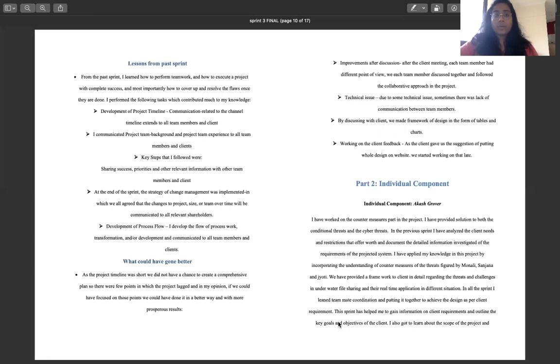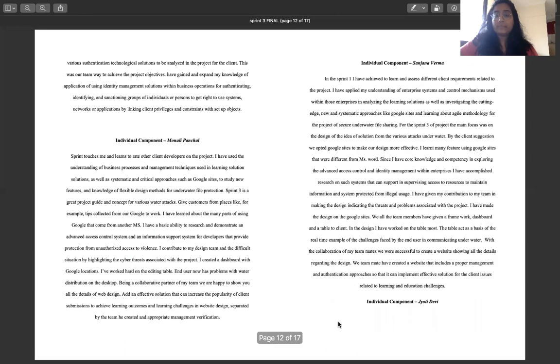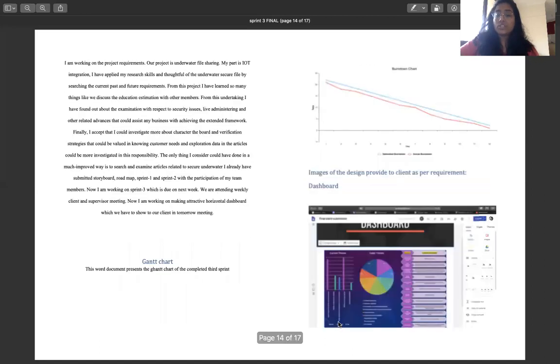Now, if I talk about the individual components, as I said before, Akash was working on the countermeasures of whatever threats me and Sanjana were figuring out. And I was in charge of finding out all the cyber threats and the constraints because of which the underwater file communication gets affected. Sanjana was in charge of finding the conditional threats, and Jyoti was in charge of integrating all the threats and everything.